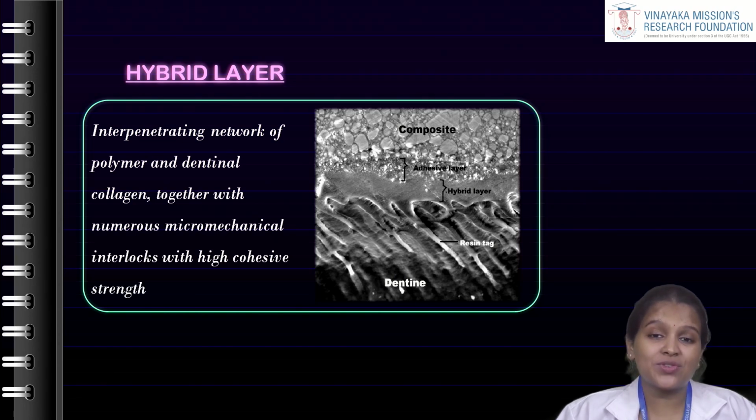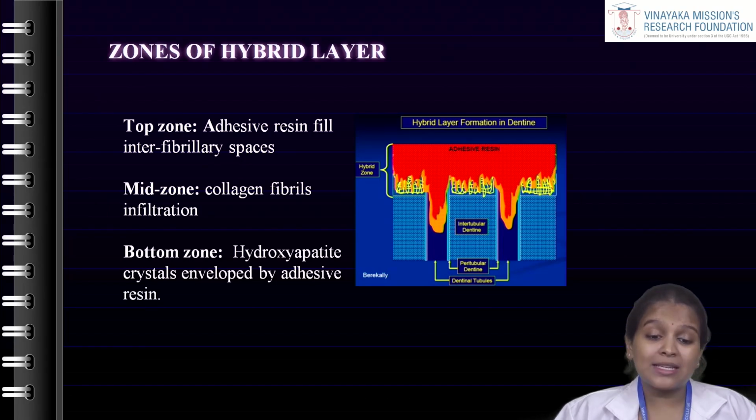This high cohesive strength is achieved initially when the bonding protocols are followed and when the restoration is placed. But over a period of time, there is degradation of this hybrid layer. So there are three zones of the hybrid layer. The top zone contains the adhesive resin which fills the interfibrillary space. The middle zone contains the infiltrated collagen fibrils, and the bottom zone contains the hydroxyapatite crystals enveloped by the adhesive resin. So these are the three zones: this is the top zone, this is the middle, and this is the bottom zone.